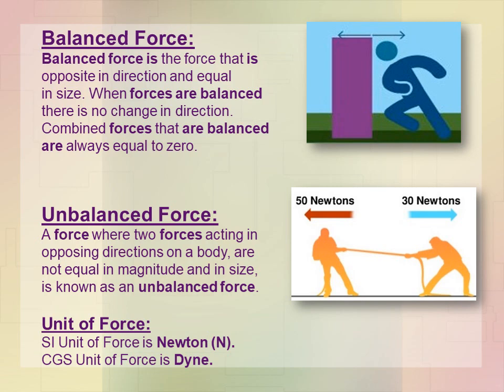Like in tug of war, one of the teams pulls harder than the other team. The forces would no longer be equal. One team would be able to pull the other team in the direction of the larger force. So this is an example of unbalanced force.